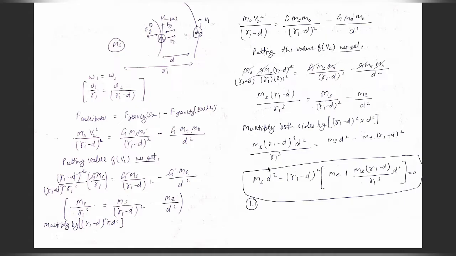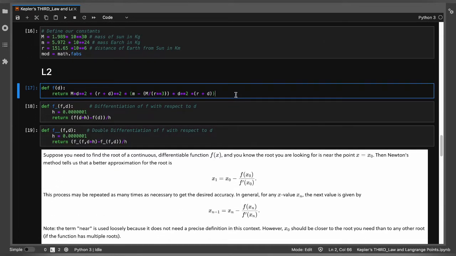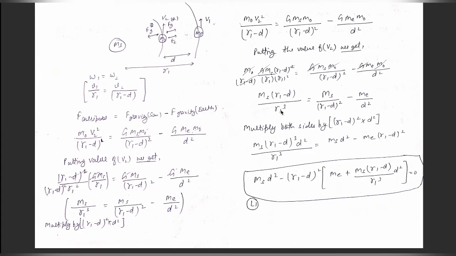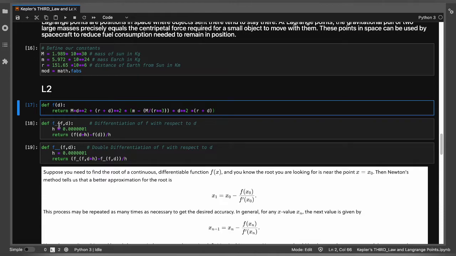Okay, so let's get back to our Jupyter notebook to code this. So we are going to define our function with d as a variable, and we have defined the L2, that is this equation, in the Pythonic way, and we have taken the differentiation of f with respect to d, then double differentiation of f with respect to d, as we have done in class 11 and 12th. We are going to do it by that only. Okay, this is easy stuff.